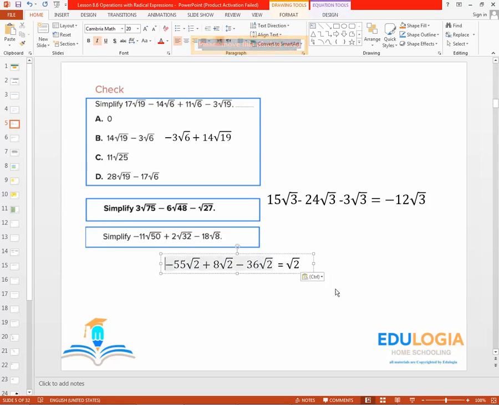Okay, everything is okay here. It's root 2, root 2, root 2 all over the world. Okay, what do we have here? Negative 55. Let's complete it: we have negative 55 plus 8 and minus 36. It's all about negative 83. That's all, okay.